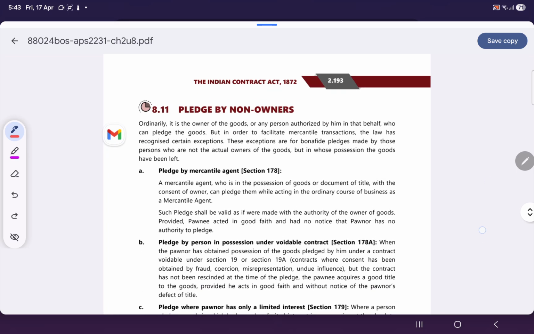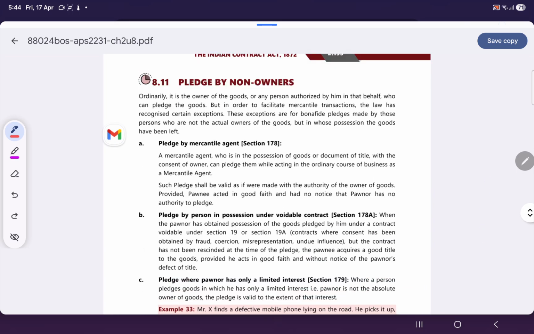Pledge by non-owners. See, pledge should be done by whom? Pledge should be done by the owner of the goods only. Sometimes there are exceptions, and those exceptions mean there can be cases where the pledge can be treated as bona fide.